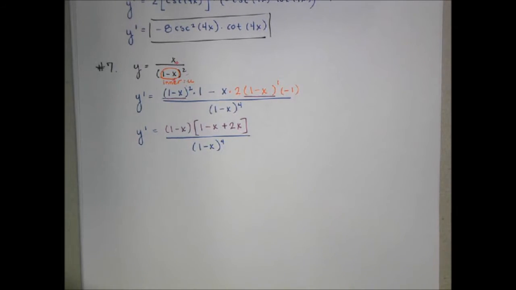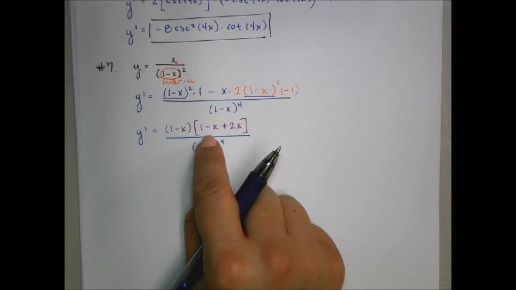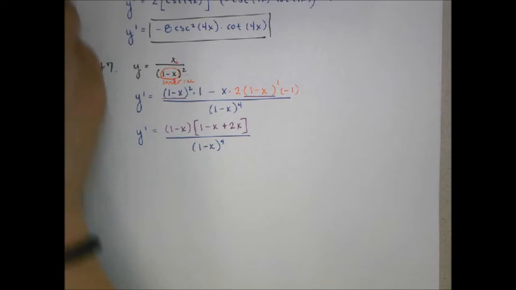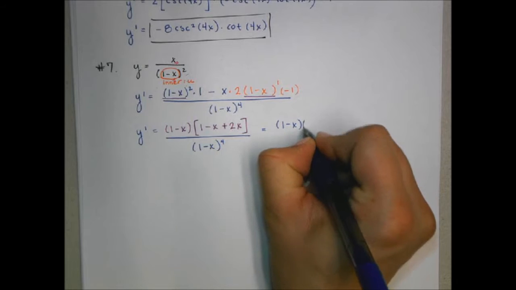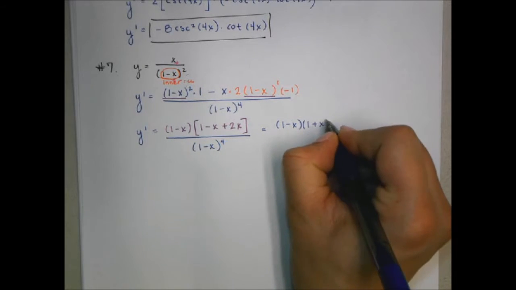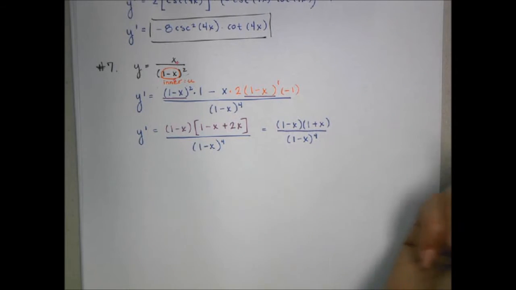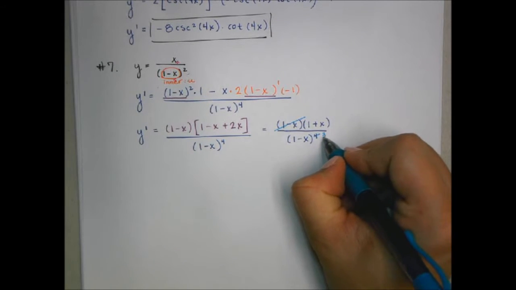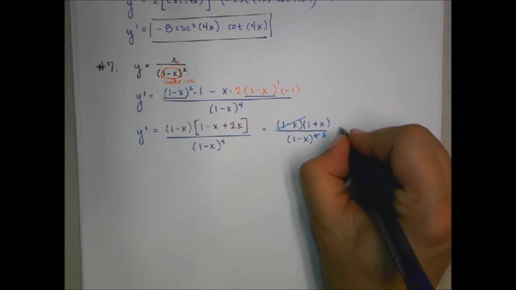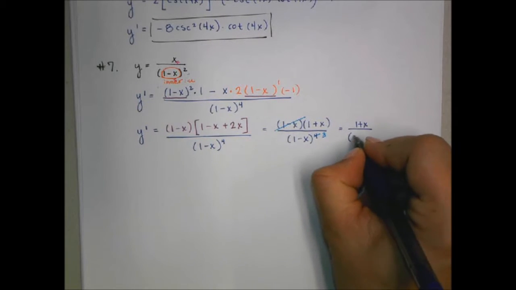Right. Adding together our like terms here, negative x plus 2x. So we're going to have 1 minus x times 1 plus x over 1 minus x to the 4th power. And then we can reduce. So 1 here with 1 here, leaving 3 behind. And my final answer, we have 1 plus x, or x plus 1, over 1 minus x cubed.